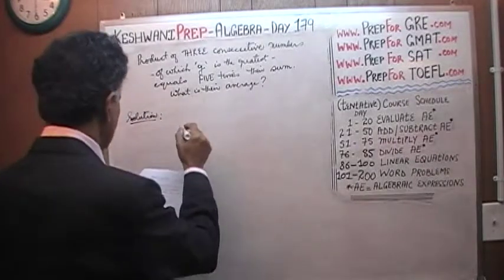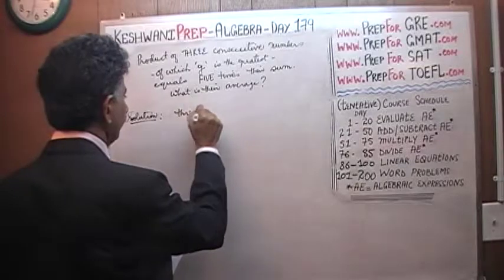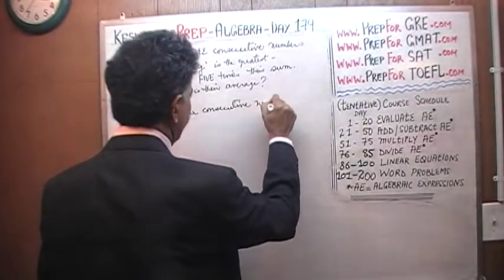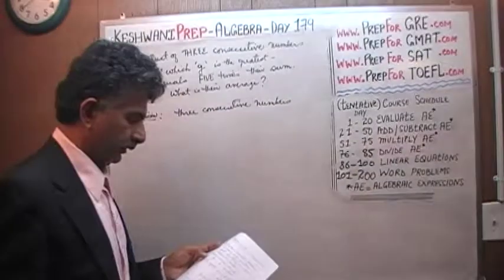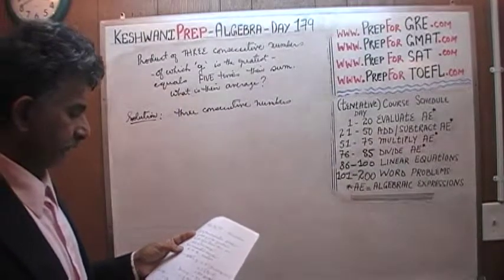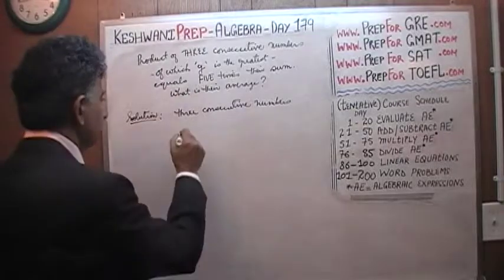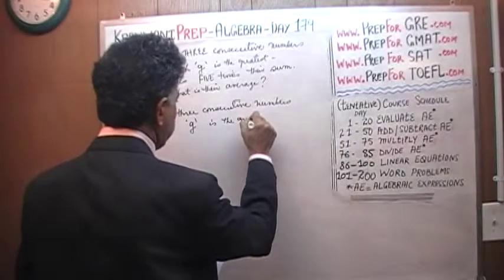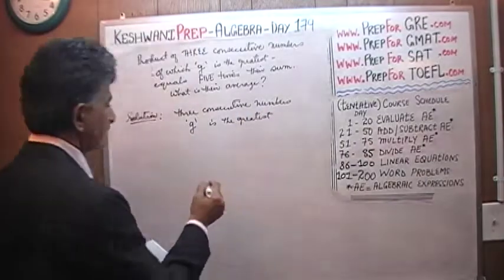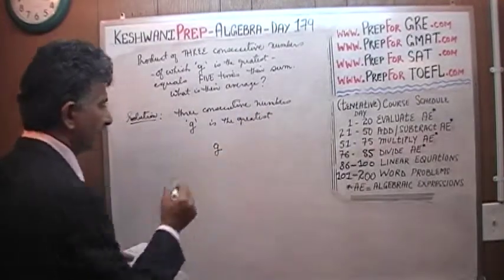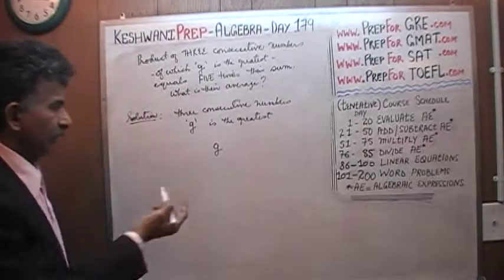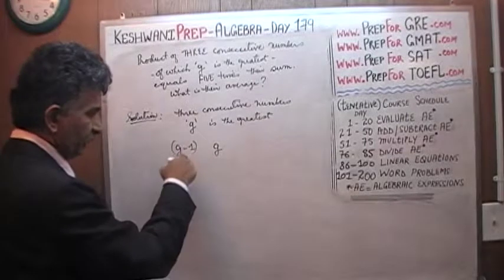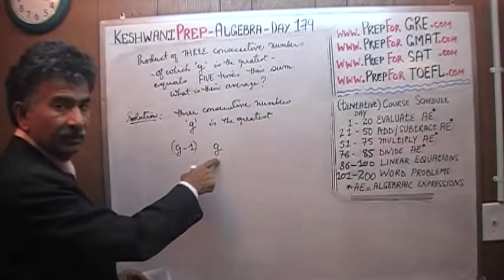Here's the solution. We know that we have three consecutive numbers, because we are told that. We also know that G is the greatest. So let's start our story with G. If G is the greatest, and because they are consecutive numbers, the one before G is going to be one less than G.